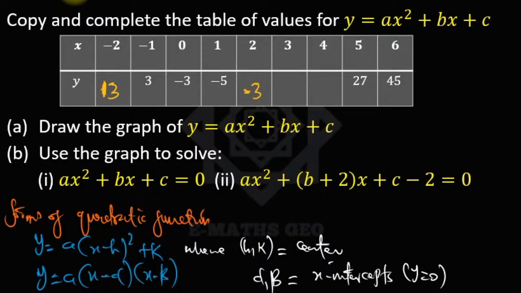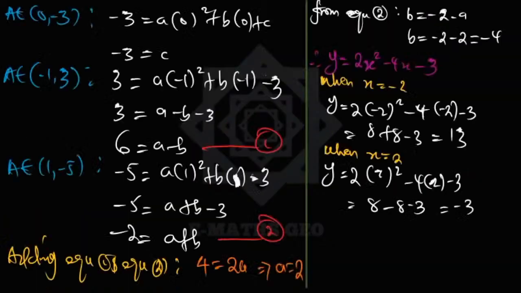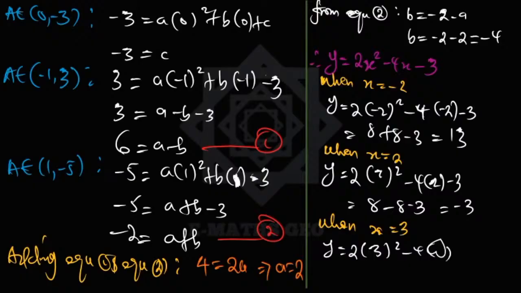So the next point, when x is 3, let's get y. When x is 3, y is equal to 2 times 3 squared minus 4 times 3 minus 3.